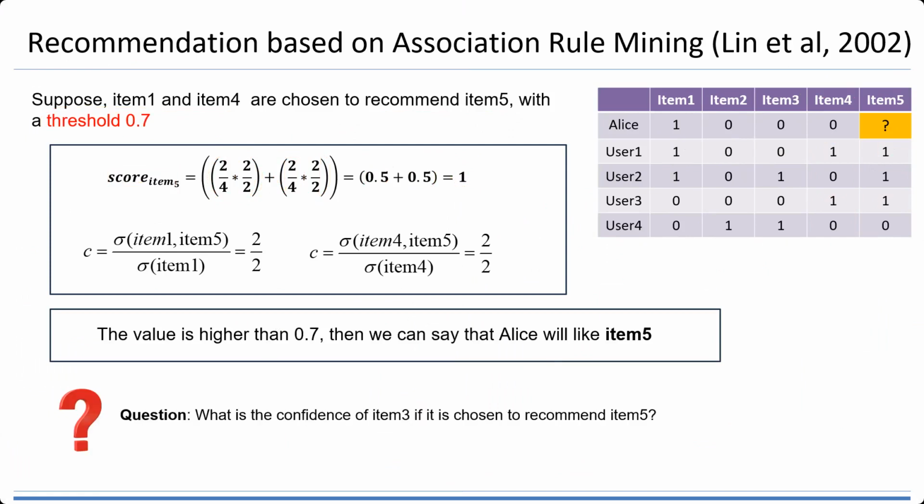Now, we already looked at the confidence. This is the confidence from item 1 and item 5. This is the confidence from item 4 and item 5. Now, what is the confidence of item 3 if it is chosen to recommend item 5? Item 3 to recommend item 5. What is the confidence?